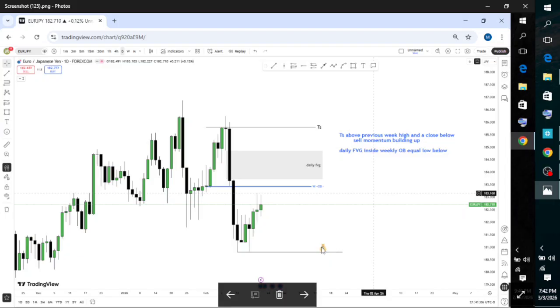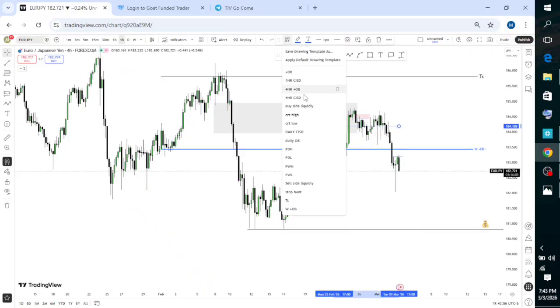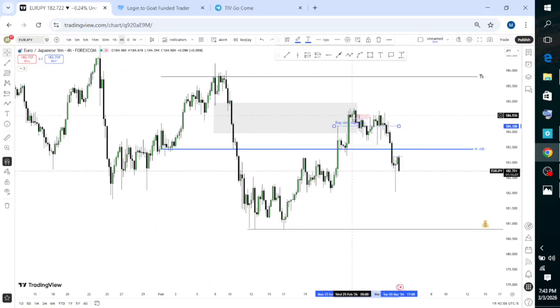So I'm aiming for these highs. Yes, it's true I didn't mark my line like this, but that was my full process. Now price is already inside the zone. I didn't get the entry because of some reasons, but now I'm going to get an entry. So this was a daily FVG. The daily FVG, right?